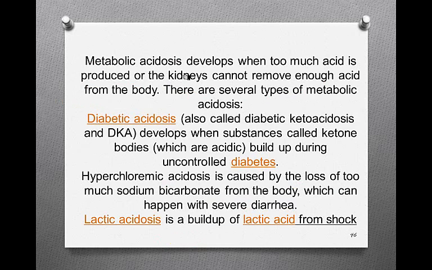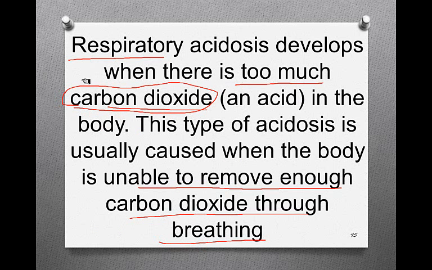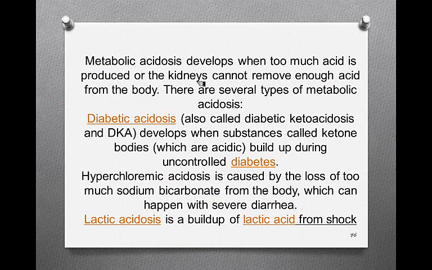Metabolic acidosis develops when there's too much acid produced or the kidneys cannot remove enough. There's several different types. Whereas respiratory acidosis has only one cause, and that's respiratory, carbon dioxide, in metabolic acidosis there's several types of causes. You can have diabetic acidosis, which develops when substances called ketones build up during uncontrolled diabetes. You can have hyperkalemic acidosis, which is caused by the loss of too much sodium bicarb from the body. That happens sometimes in severe diarrhea.